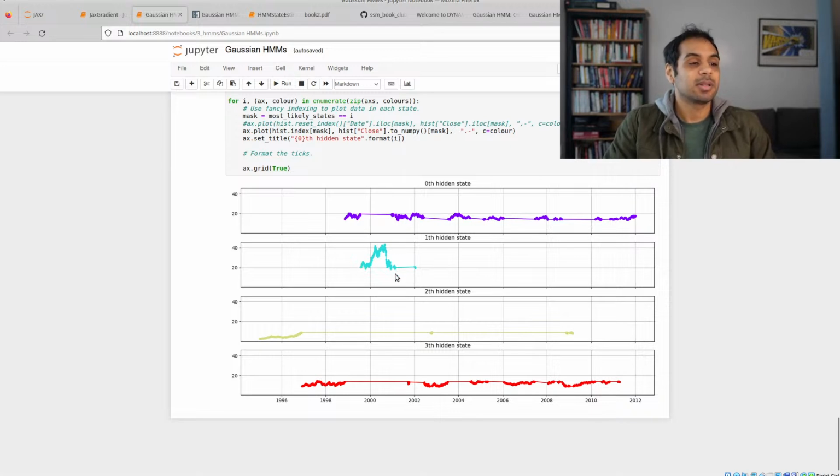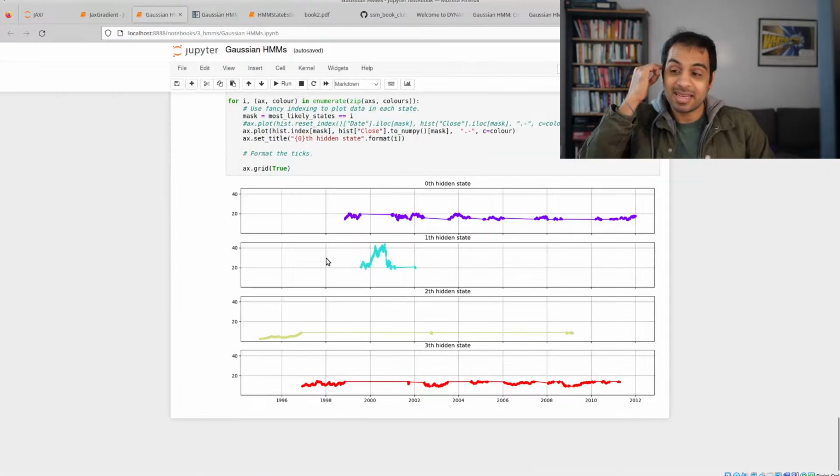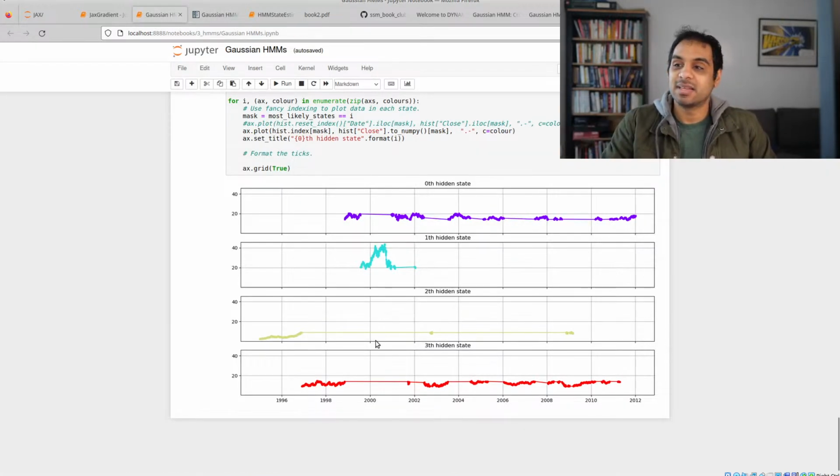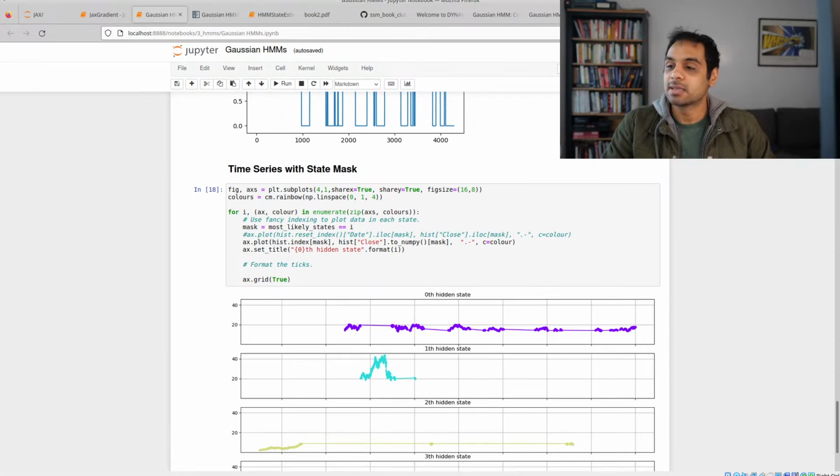Some of the things are similar, like this state. We got this spike hidden state. We sort of got this latent region about the same, but if you look, they're not exactly the same. So the results are close, but not exact, and that is just something you have to deal with when you're working with HMMs. That's my rundown of Gaussian HMMs.